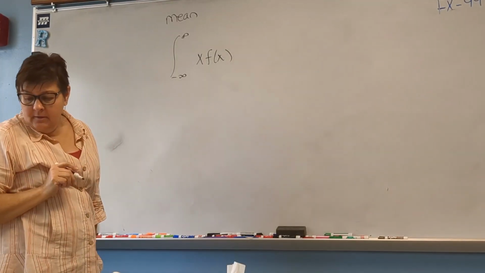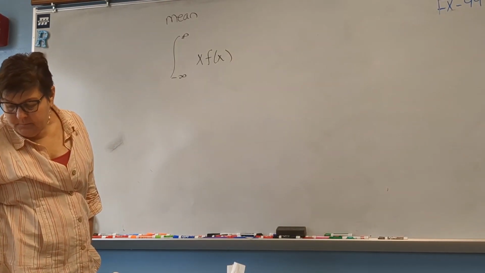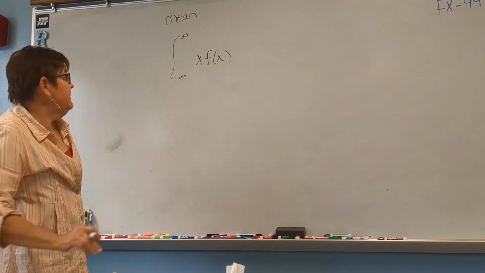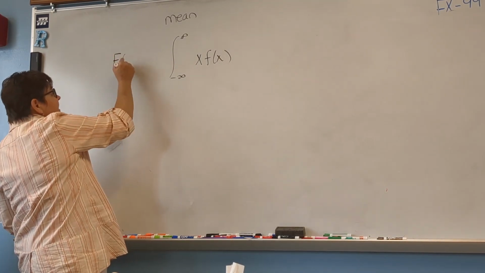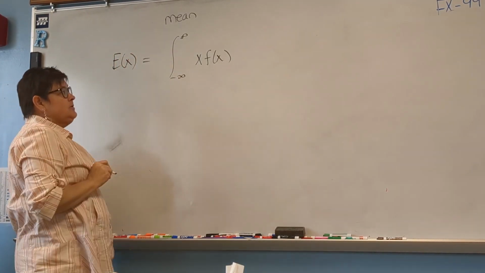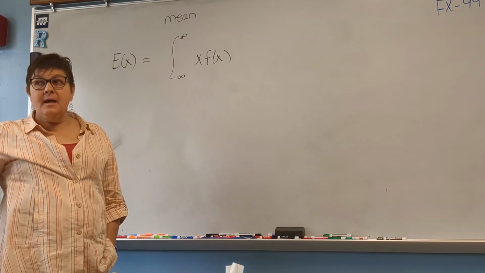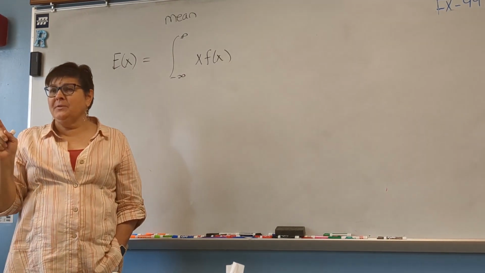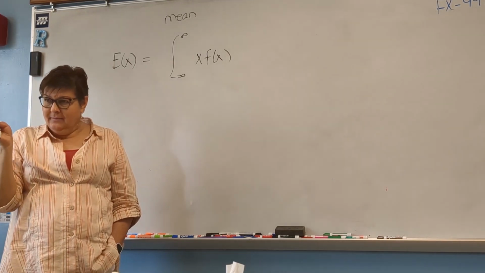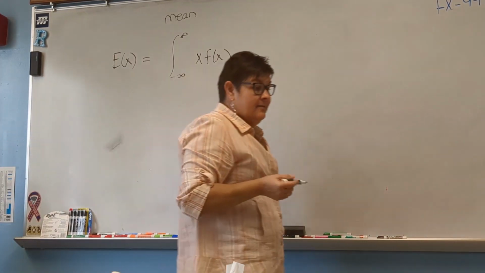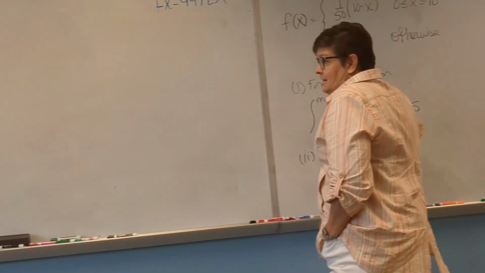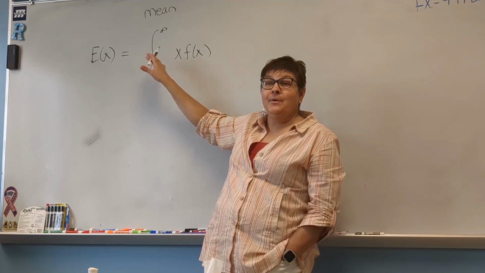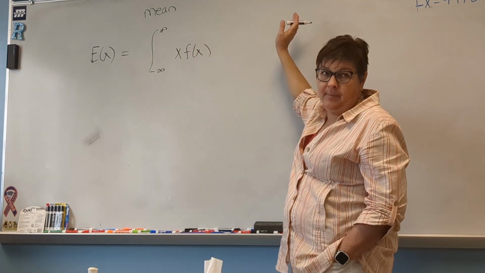So the next thing we're going to look at is the mean. The formula they give for the mean is E of X, the expected value of X, equals the integral of x times f of x. They say from negative infinity to infinity, however, it's really from A to B. In this case, it would be from 0 to 10. So what they're saying is it could be any number, but it is whatever they give you in the problem. Does that make sense?